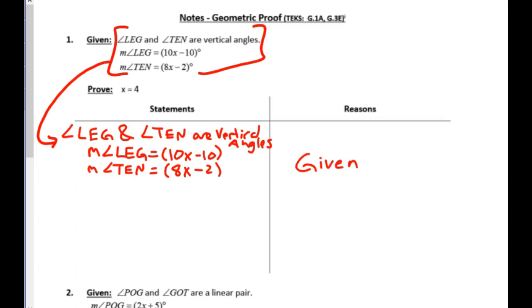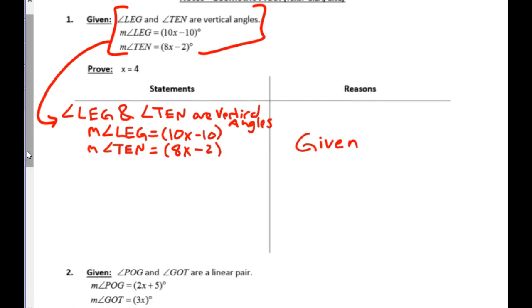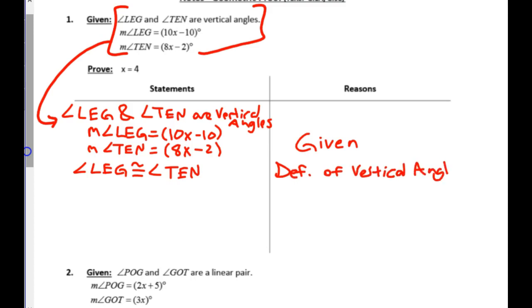Now you'll remember, hopefully from the warm-up on Friday, that if we know that angle LEG and angle TEN are vertical angles, that means that they're congruent. We should know that vertical angles are congruent because that's the definition of vertical angles. And if they're congruent, that means their measurements are equal. And that's the definition of congruent.